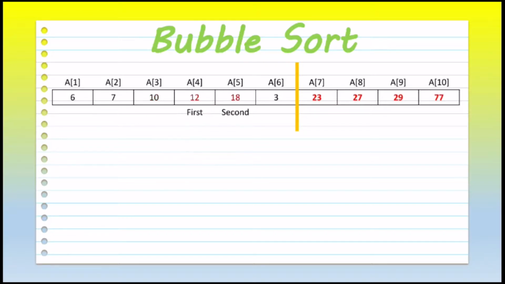The next two adjacent elements are 12 and 18. So 12 is greater than 18, which is false. So the next two adjacent elements are 18 and 3. So 18 is greater than 3? Yes, the condition is true. So we have to exchange the elements. So 3 will come to the 5th position and 18 will go to the 6th position. So after comparing 6 adjacent elements, we will get the 5th maximum element in the sorted list.